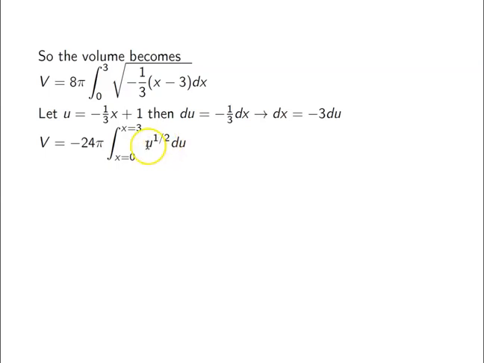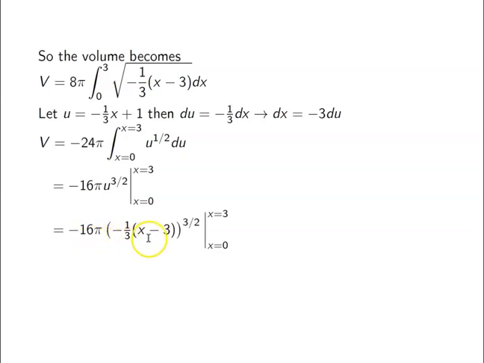Integrating this is now easy. Remember, we're now in u, but my integrands are in x. So this will be 3/2. So this will be 2/3. So this will be negative 24 times 2/3, which should be negative 16 pi, u to the 3 halves, and evaluate from x is 3 to x is 0. So we resubstitute this value back in, okay?